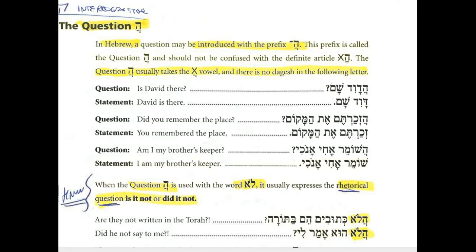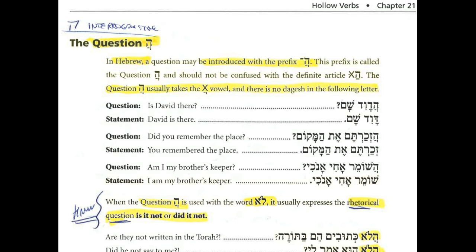All right, the last item for this chapter is what the textbook calls the question hey, what everybody else calls the hey interrogative. And as the textbook notes, a question may be introduced with the prefix hey with a chatef patach underneath it. This prefix is called the question hey or hey interrogative and should not be confused with the definite article, which is the hey with a patach followed by a dagesh. The hey interrogative usually takes the chatef patach and there is no dagesh in the following letter.